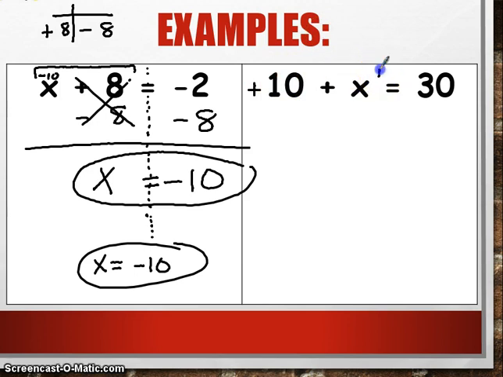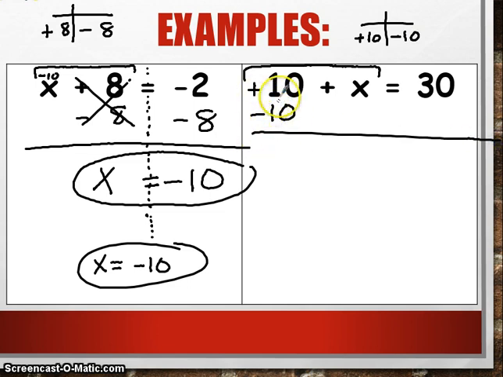Now let's go through our steps. First, we need to look at the algebraic side of our equation. So we have positive 10 plus x. Second, we need to decide what operation is acting on this variable. And the operation is positive 10 because of the positive sign in front of the 10. Positive 10. Well, what is the opposite of positive 10 or adding 10? And that is to subtract 10.